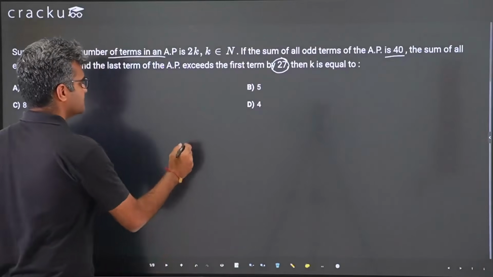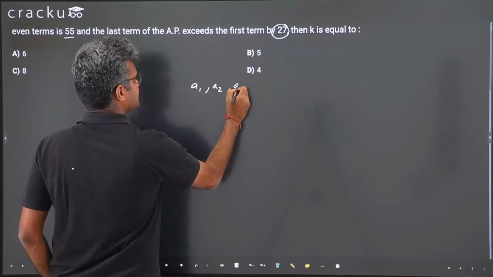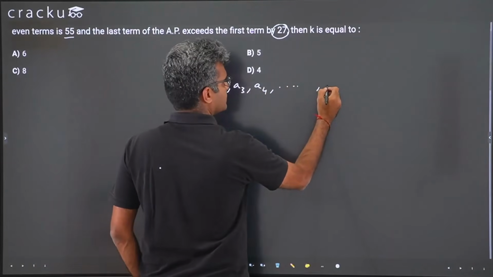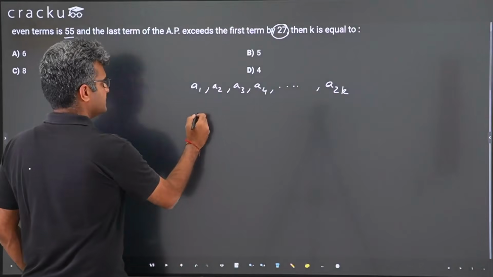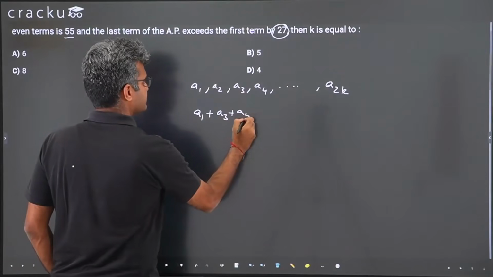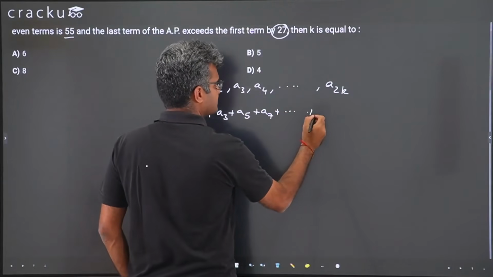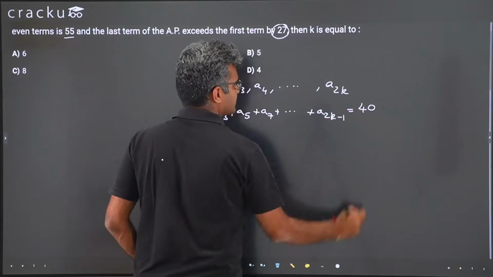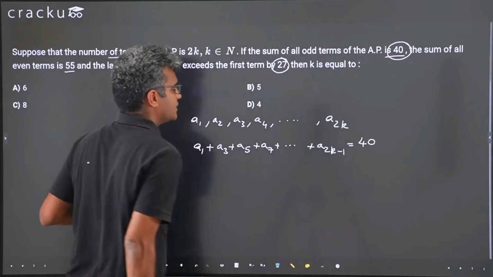Let us assume that the terms of the arithmetic progression are a1, a2, a3, a4, till a of 2k. So what are all the odd terms? The odd terms will be a1 + a3 + a5 + a7 + till a of 2k minus 1. This we are told is 40. The sum of the odd terms is given as 40. What are all the even terms?